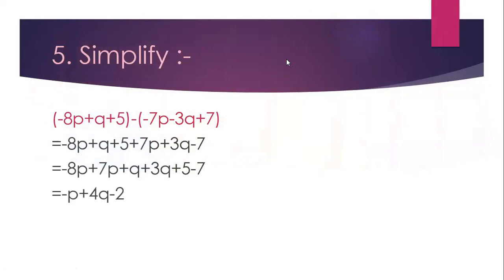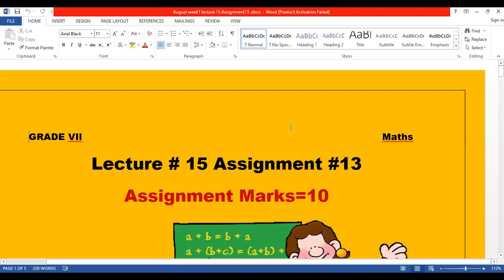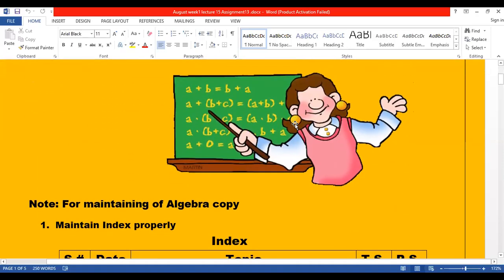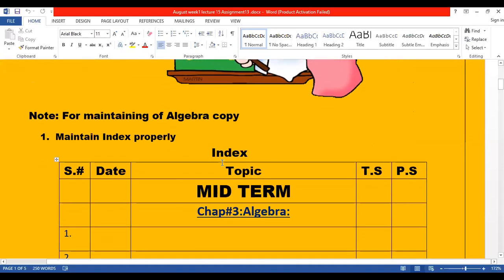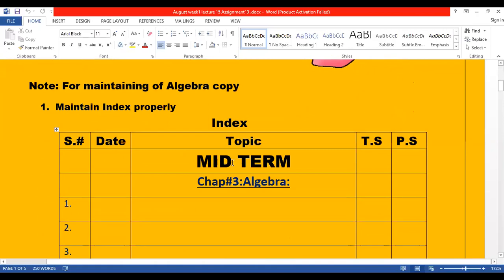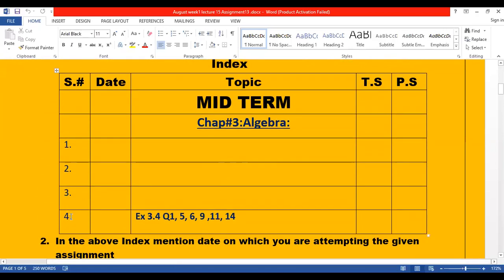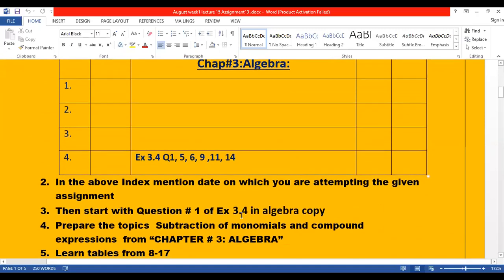So, my dear, that's all for today. Now, let me show you your assignment for today. Look at the assignment carefully. This is your assignment number 13. You have to do it in your algebra copy. Index number 4, that is serial number 4. Please don't forget to mention the date. Exercise 3.4, questions 1, 5, 6, 9, 11, 14.